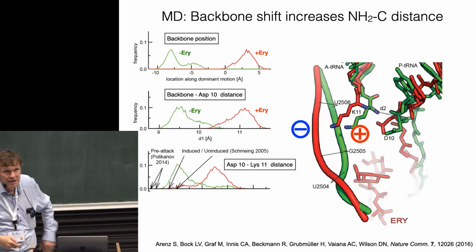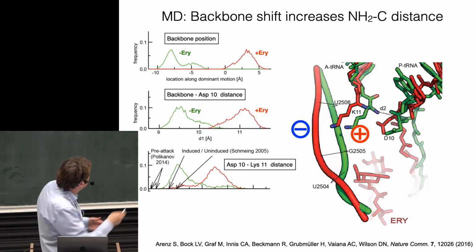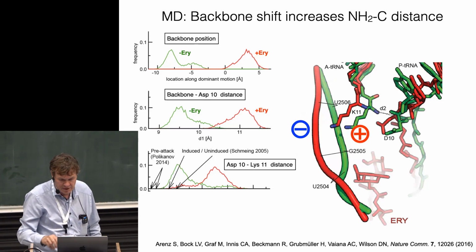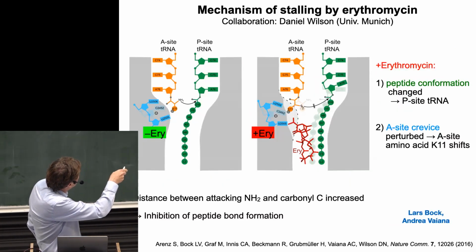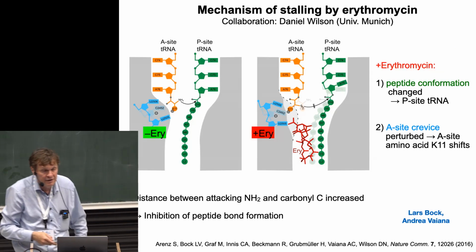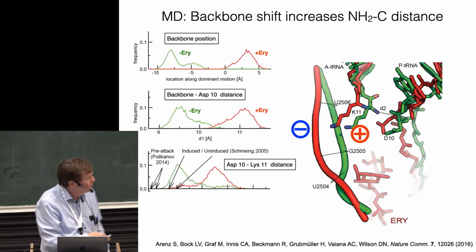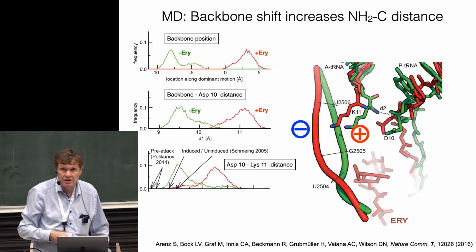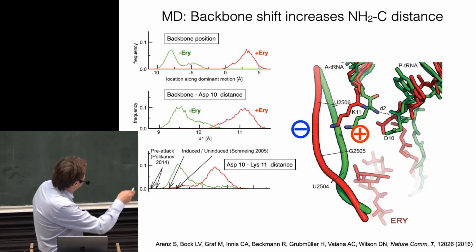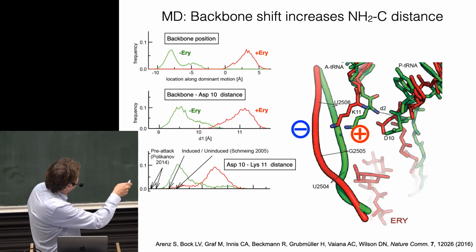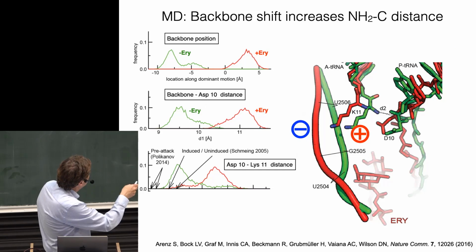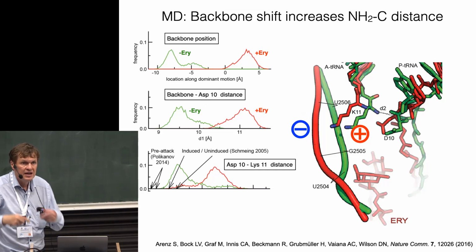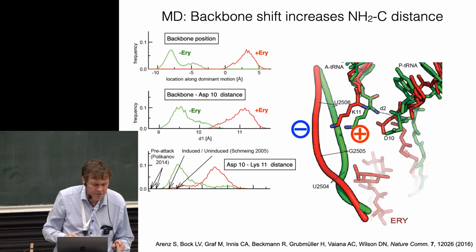And this red here is the structure with the erythromycin, and the green is the structure without the erythromycin. So what happens is that this erythromycin induces an allosteric structural transition all the way up here, 5 nanometers up, which changes the backbone of the ribosomal RNA. And with that, it also changes the stereochemistry, in particular the distance between the attacking amino acid and the recipient of the amino acid at this site. So it perturbs the whole stereochemistry. And this is what we proposed from the simulation.